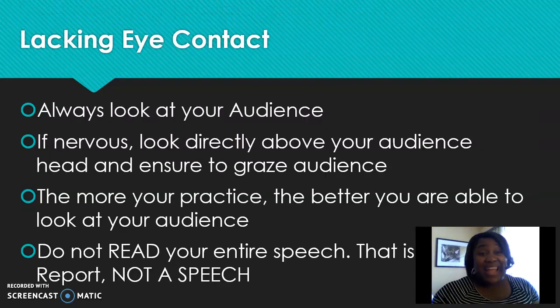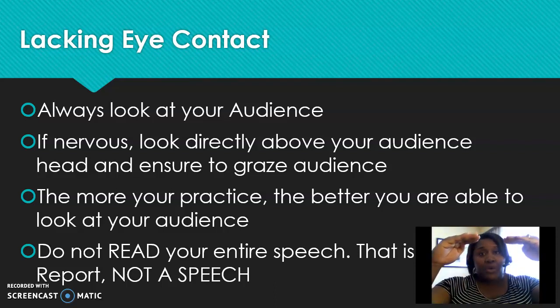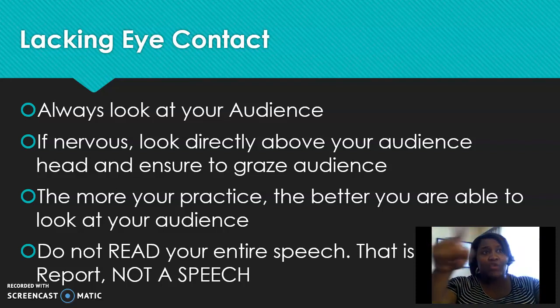The next one is lacking eye contact. Once again, if you don't practice, you're not going to have a lot of eye contact, and that does not look good during a speech. You need to ensure that you're always looking at your audience. If it makes you nervous to do so, look right above your audience. So right above their head, and you can look back and forth on the wall. They won't even know. It'll look like you're actually looking at them. But you have to practice to be able to do that.